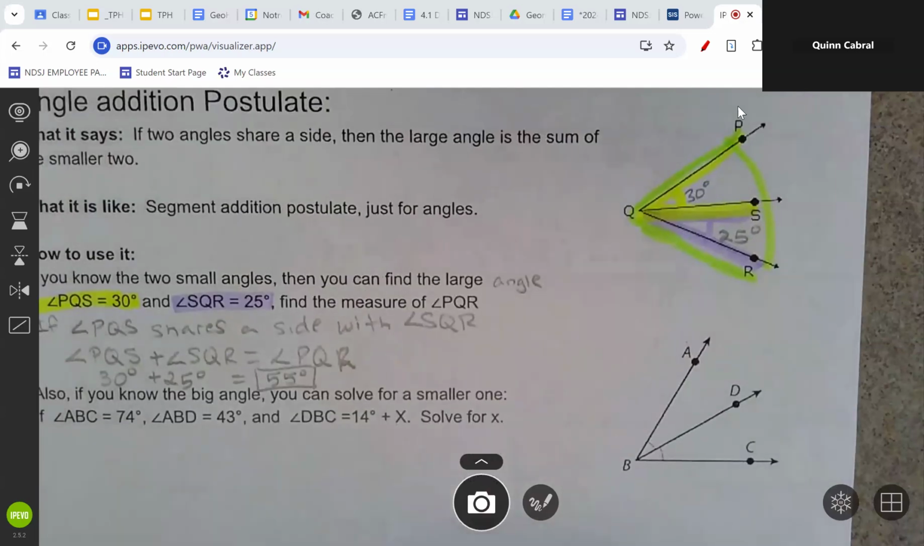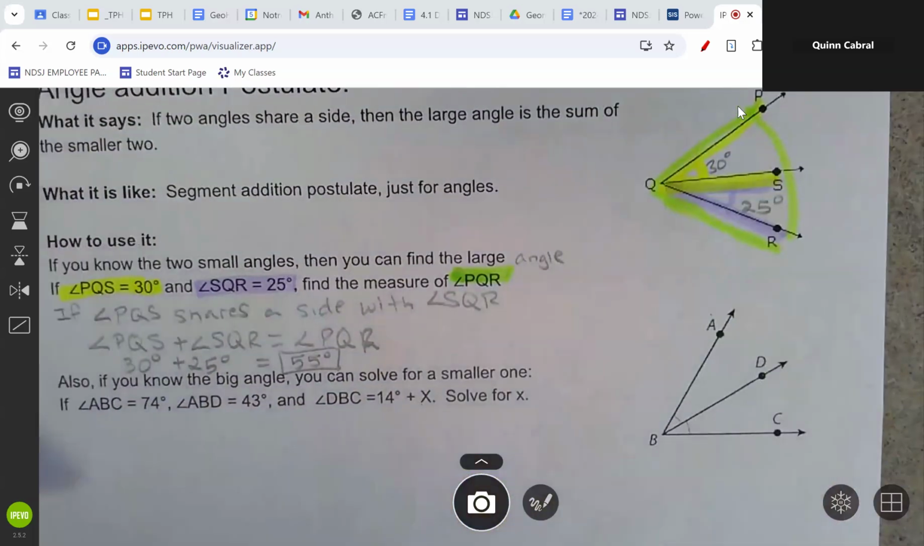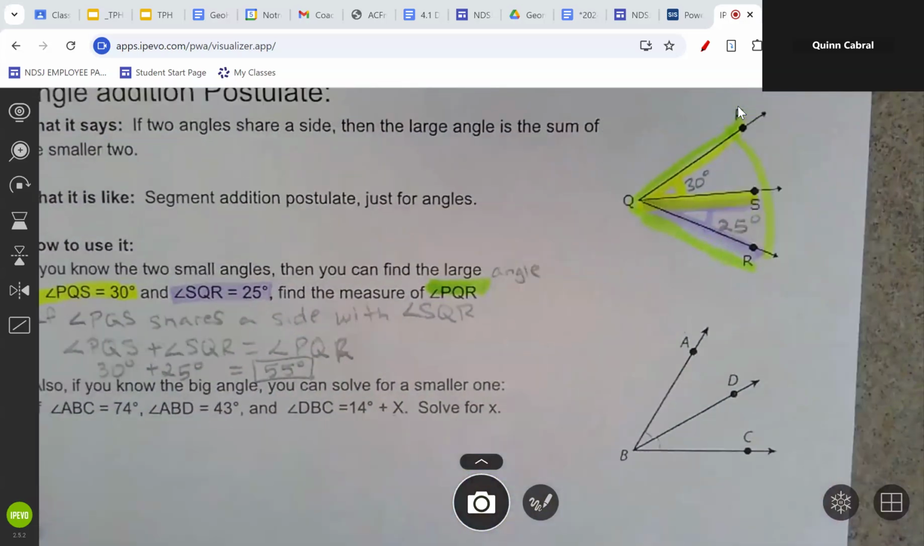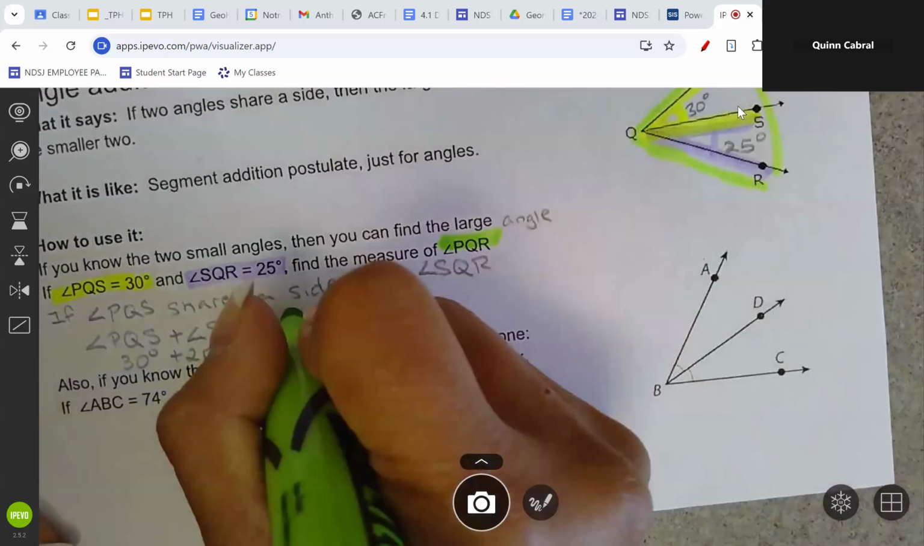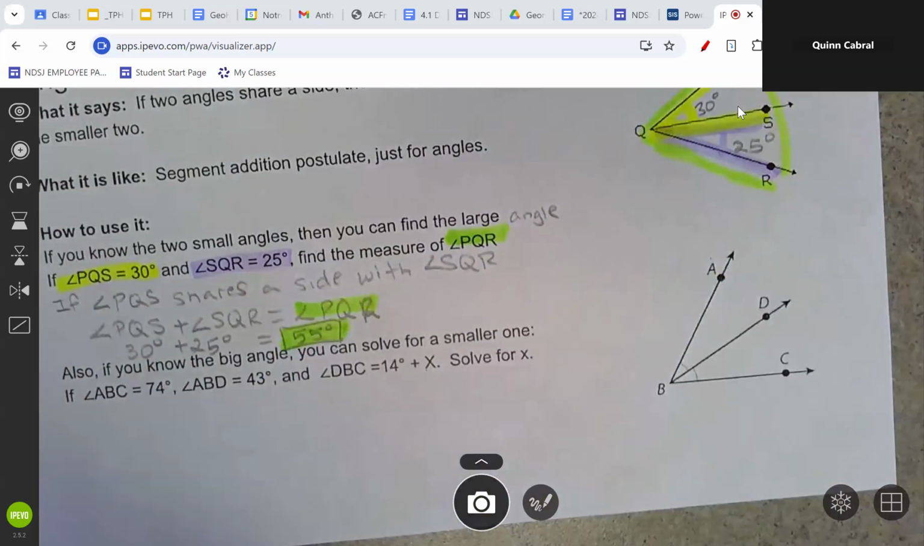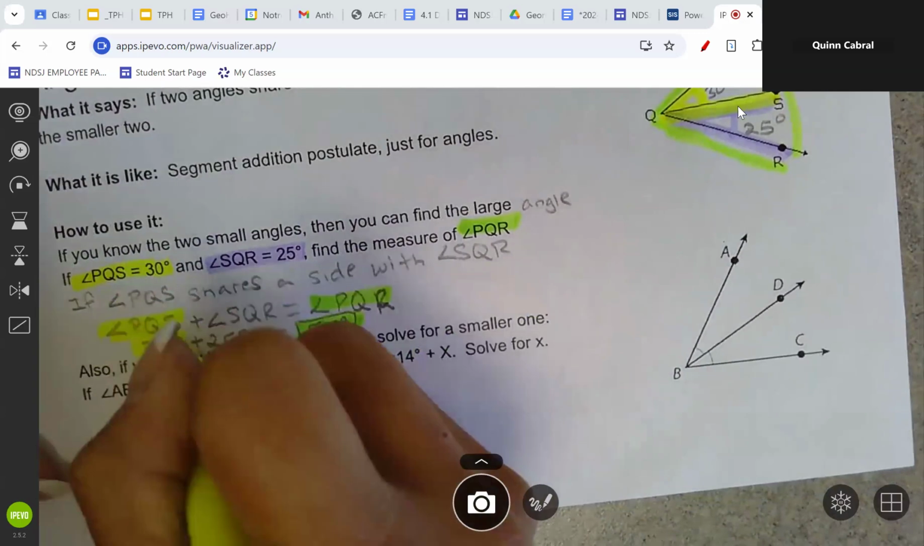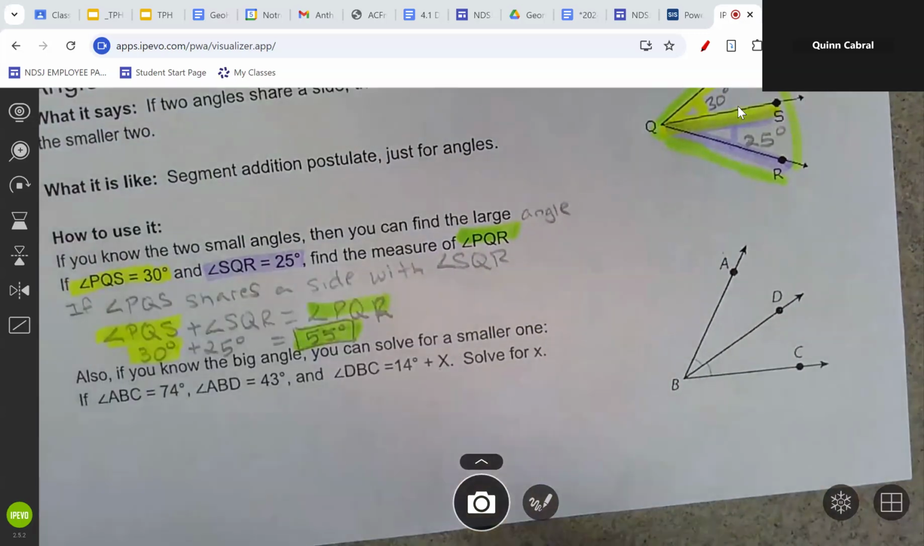Oh, let me put PQR with color coding because we love the color coding. All right, and then I'll color code over here too so you can see that. And if the color coding is too much for you, you don't have to do that. This is just for those who might need it.